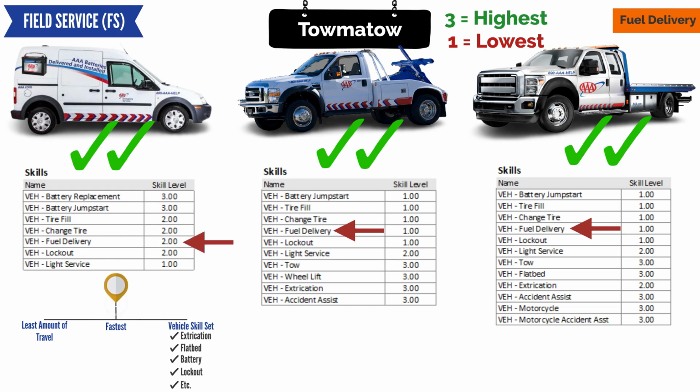The first vehicle has a 2 for fuel delivery. The next 2 vehicles have a 1 for fuel delivery. Based on the grading system of 3 being the highest and 1 being the lowest, the first vehicle will therefore get the service appointment. Although the second 2 vehicles can provide the service, it is more desirable to have the first vehicle provide the service. The higher score for vehicle 1 is what set it apart from the other 2 vehicles. Let's look at another example.